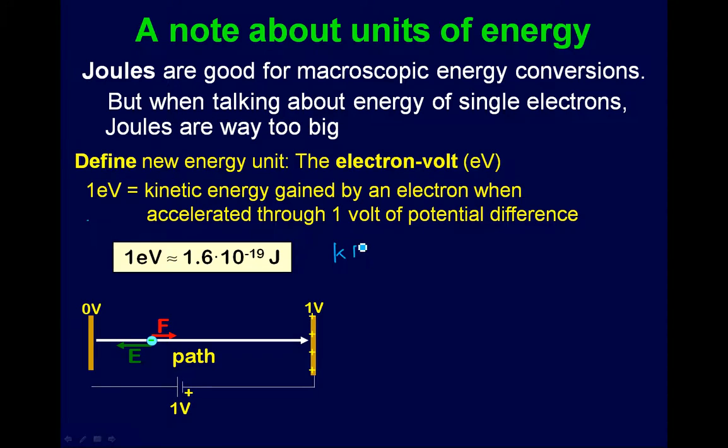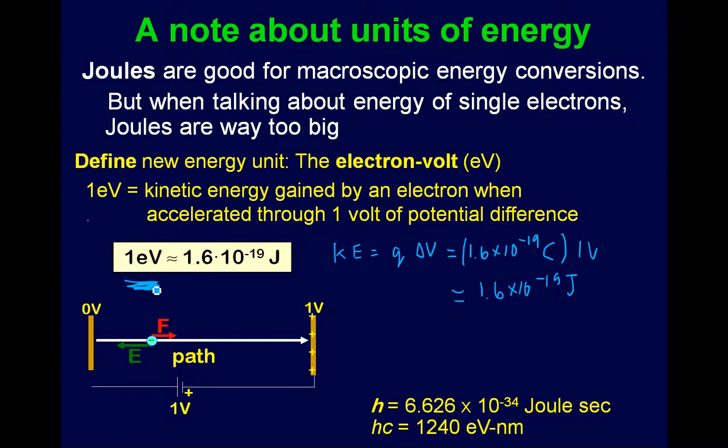And so if we do this in our SI units, the kinetic energy gained in this case would be the charge times the change in the electric potential, going back to 152 or 132. And so if we type in the charge of that electron, 1.6 times 10 to the negative 19 coulombs, and then 1 volt, we get 1.6 times 10 to the negative 19 joules. And so we just define that to equal 1 electron volt, and it'll just be much easier.